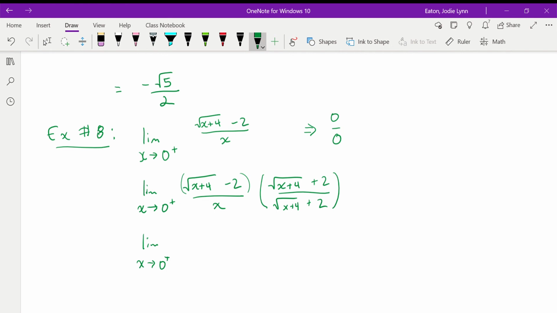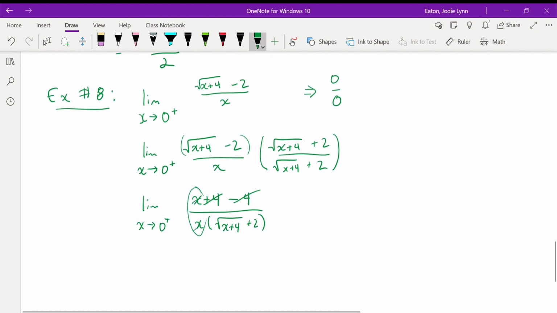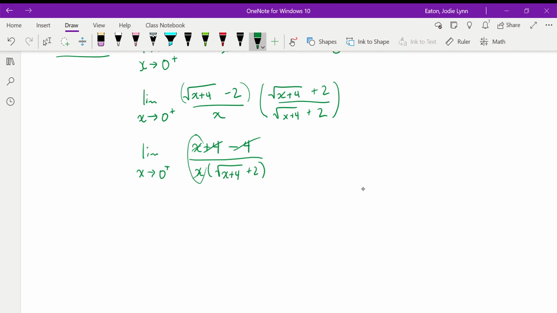Okay, let's expand these brackets. Numerator, we get x plus 4 minus 2 root x plus 4 plus 2 root x plus 4 goes away, minus 4. In the denominator, we get x times root x plus 4 plus 2. Okay, our minus 4 plus 4 is going to cancel, and we also notice that our x's right here are going to cancel. So if everything cancels away from the numerator, this makes this the limit as x approaches 0 from above of 1 over radical x plus 4 plus 2.